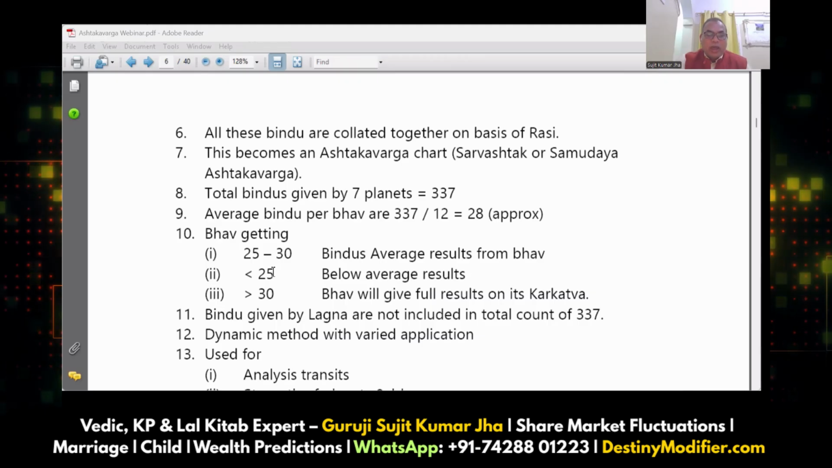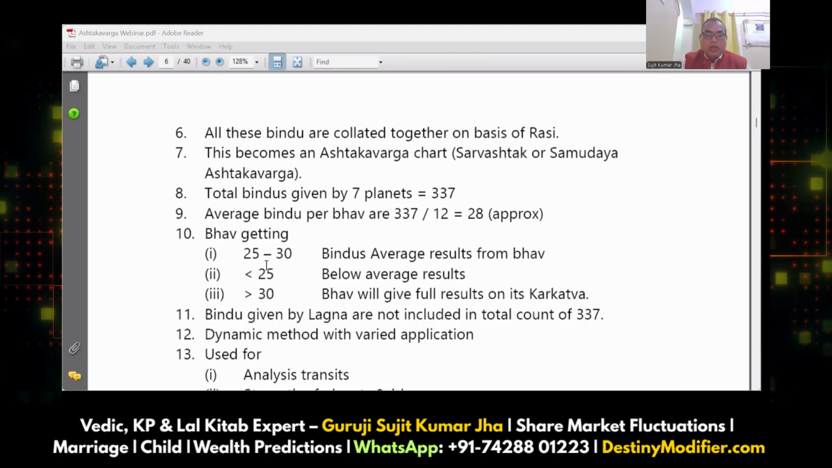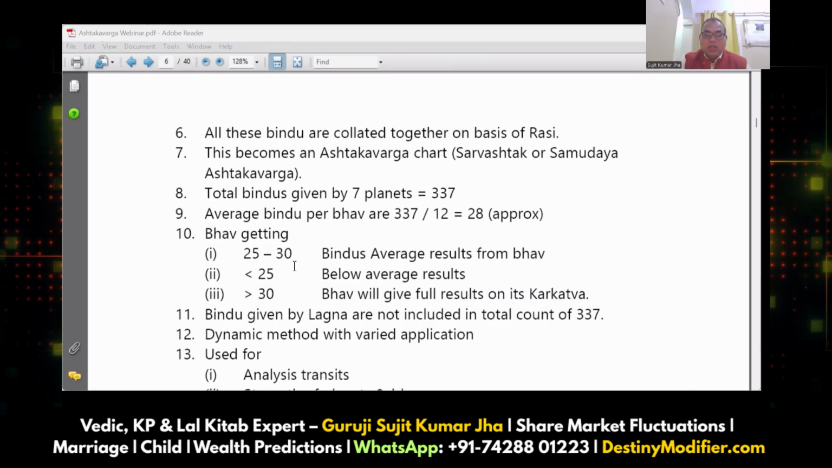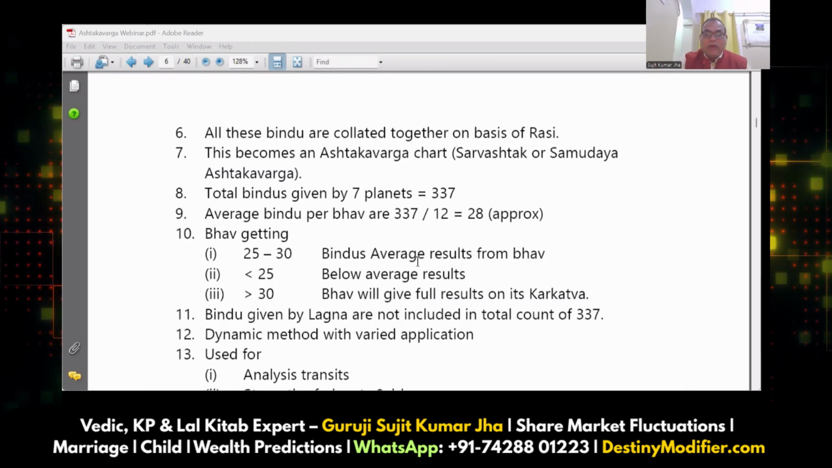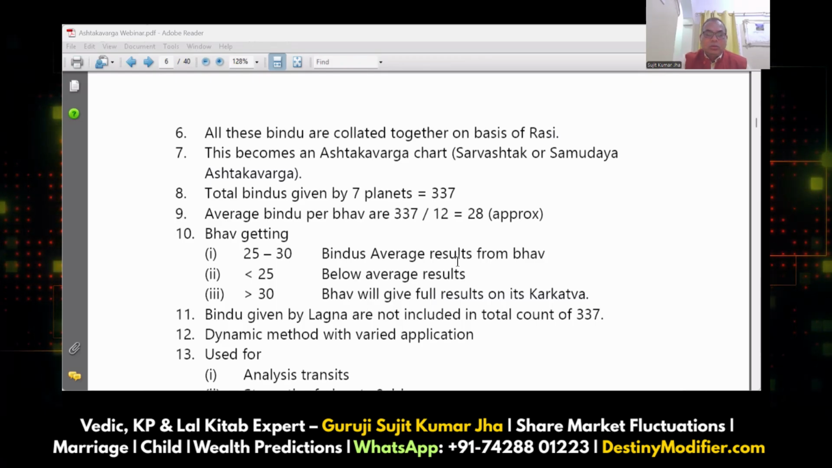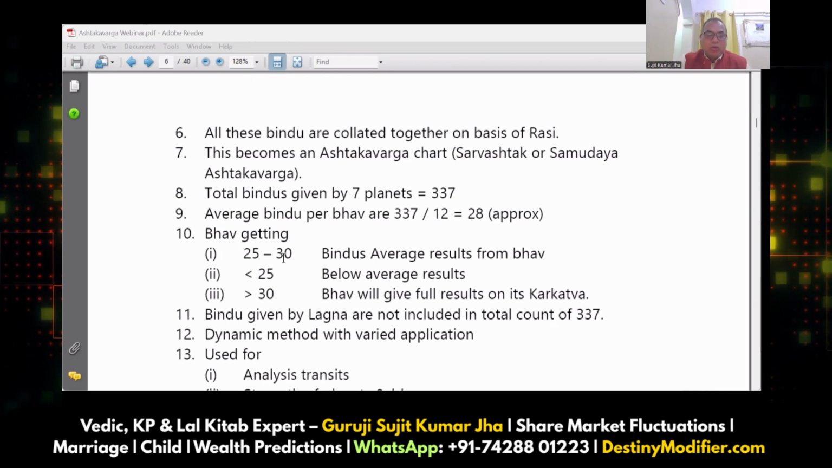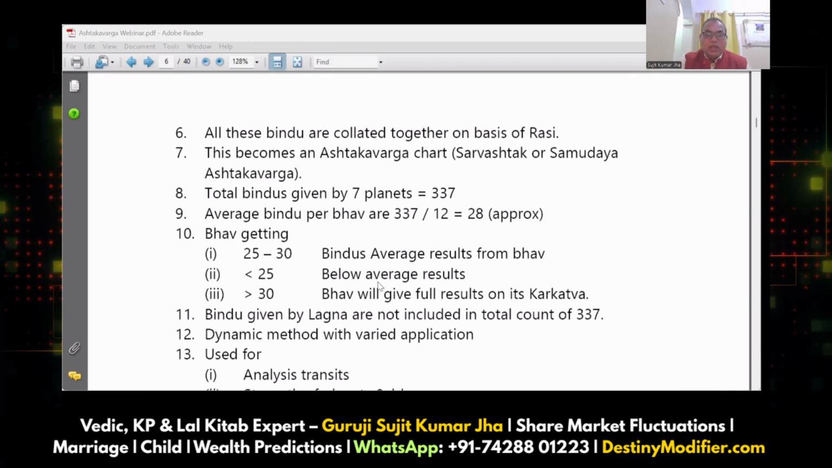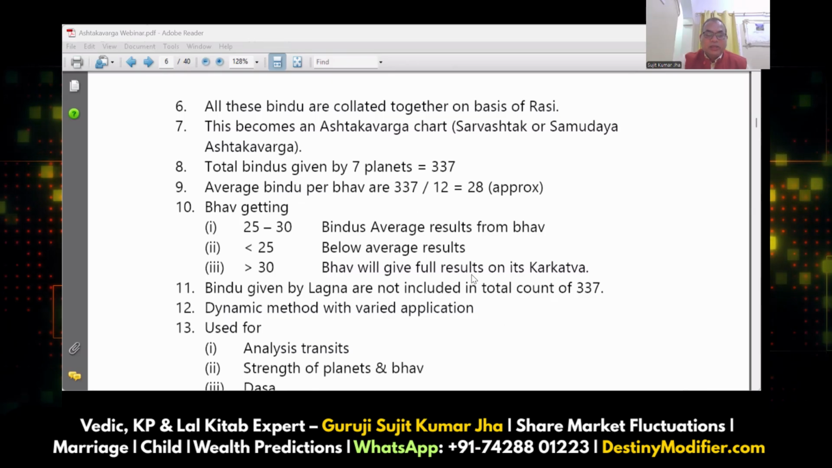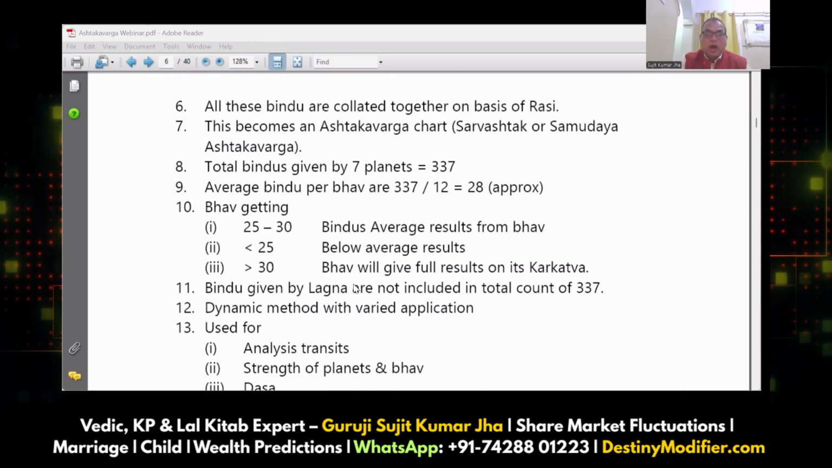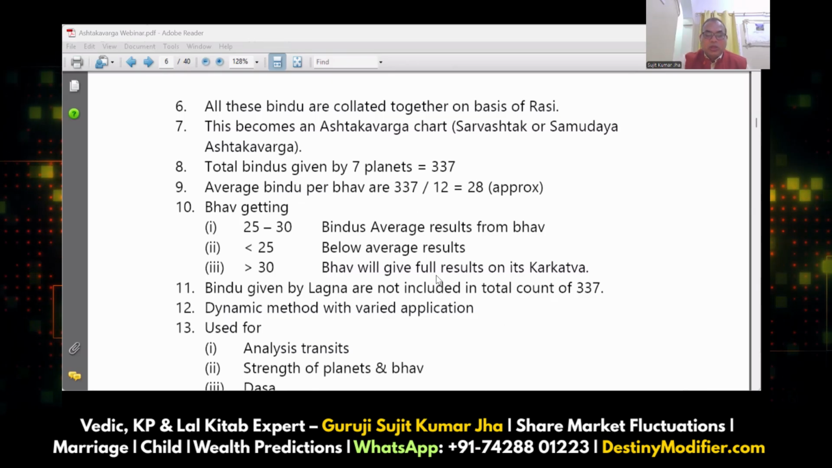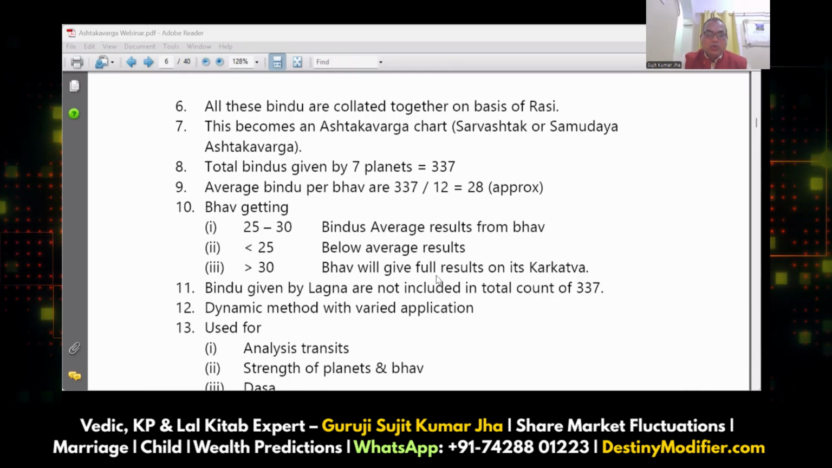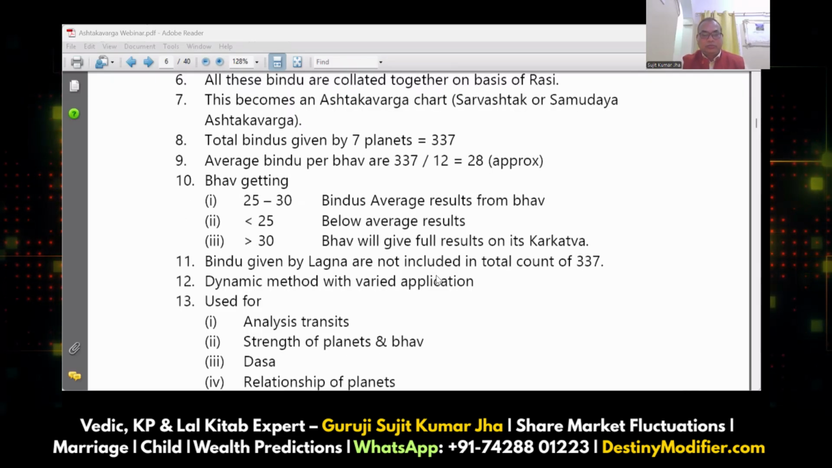So a bhav having points between 25 to 30 means it gives an average result. If less than 20, it means below average result. More than 30 means the bhav has more strength. So it will give all the karakatva of the bhav.